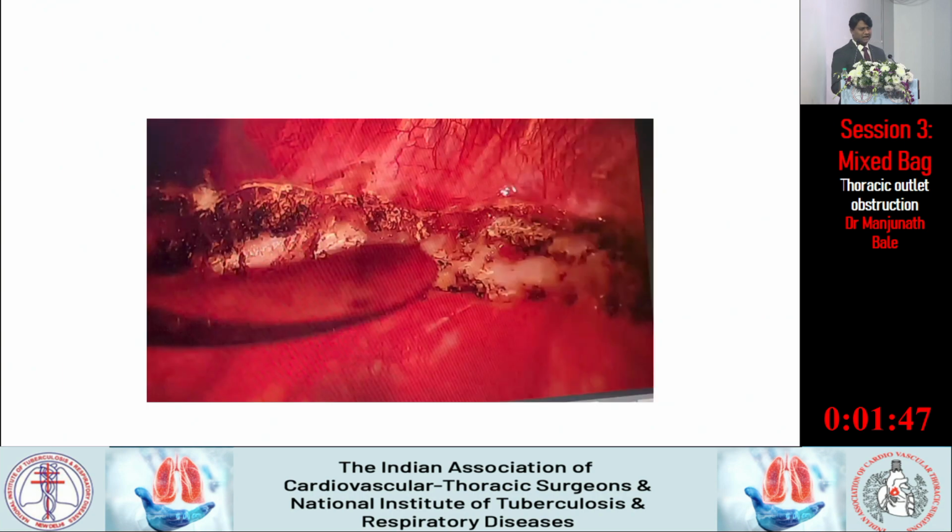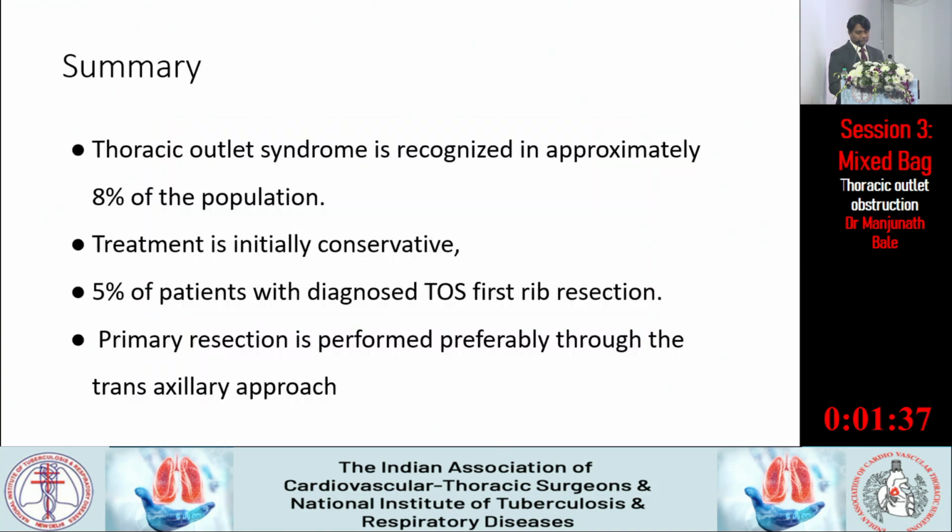With the robotic approach, they have also done transaxillary approaches to prevent pneumothorax, but I think it's just an overkill of doing something very simple rather than going through a transaxillary robotic rib resection. So just to summarize, thoracic outlet syndrome is recognized in approximately 8% of the population. Treatment is initially conservative.